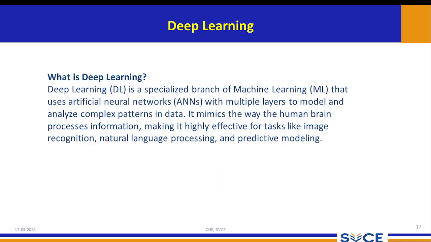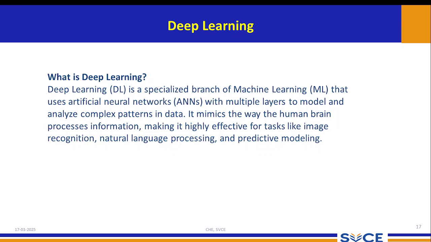So what is deep learning? It is a specialized branch of machine learning that uses artificial neural networks with multiple layers to model and analyze complex patterns. So we have seen data analytics, now we are seeing deep learning. And also we have already seen machine learning. So deep learning is a specialized branch of machine learning. Okay, it's a branch of machine learning.